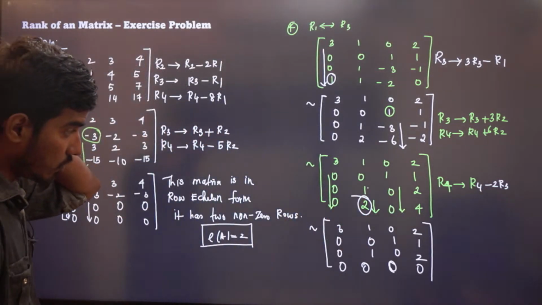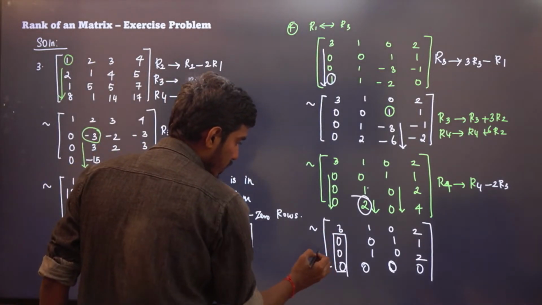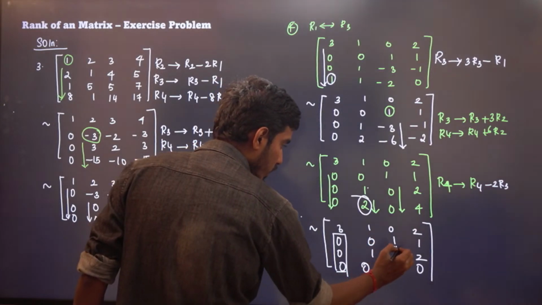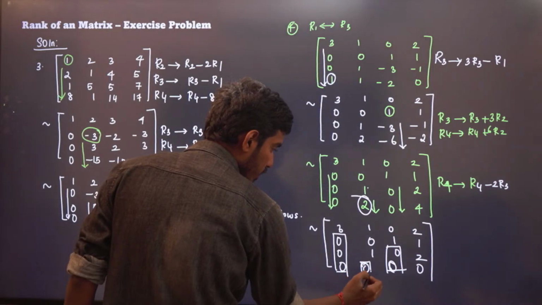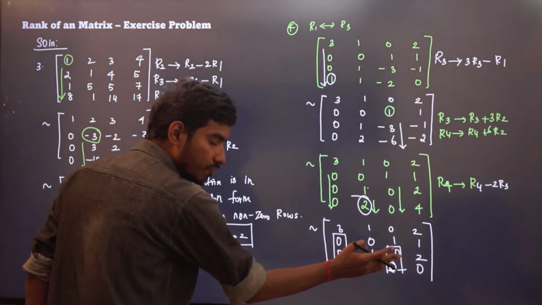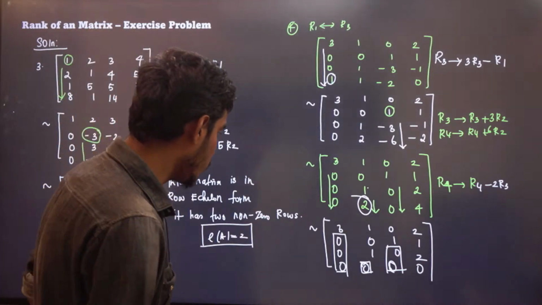Now this is in row echelon form, right? First row, first non-zero element, below that everything is 0. Second row, first non-zero element, below that everything is 0. Third row, first non-zero element is 1, below that everything is 0. Now go to fourth row. There is no non-zero element, so we can stop the process.